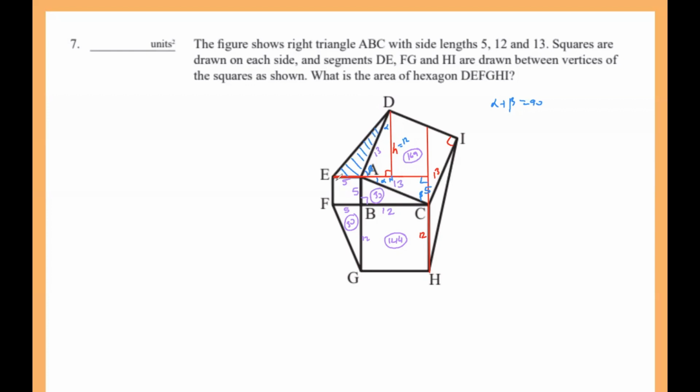So if I take 5 as my base, then 12 will be height. So 5 times 12 over 2, which is 30, right? So that means this region right here is also 30. So the only thing that I need to find is this area.